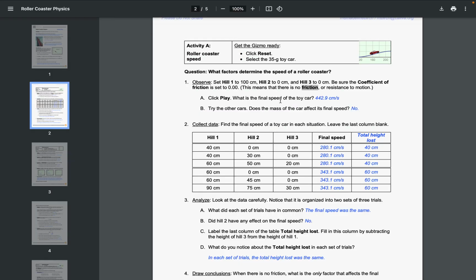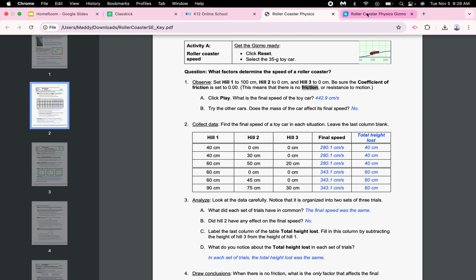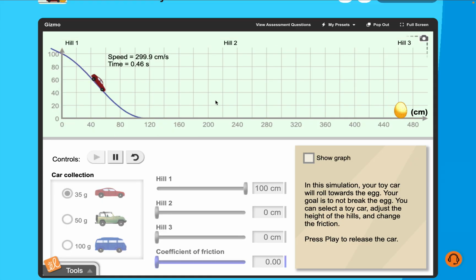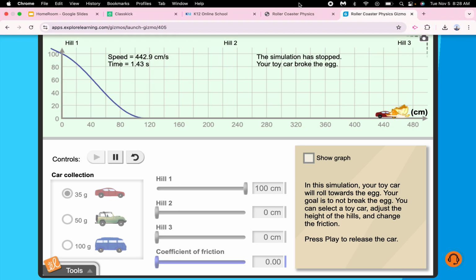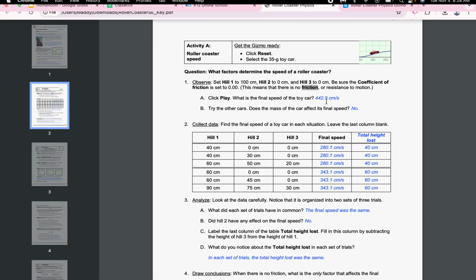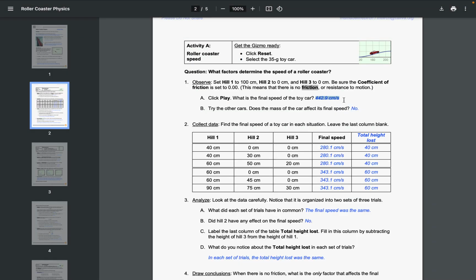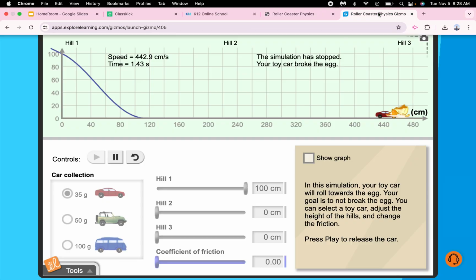Now you may press play and record the speed of the car. Pressing play. Here is where the speed and the time are being recorded. 442.9 centimeters squared. So you come back over here and record that, 442.9. Go ahead and try the other cars as well.